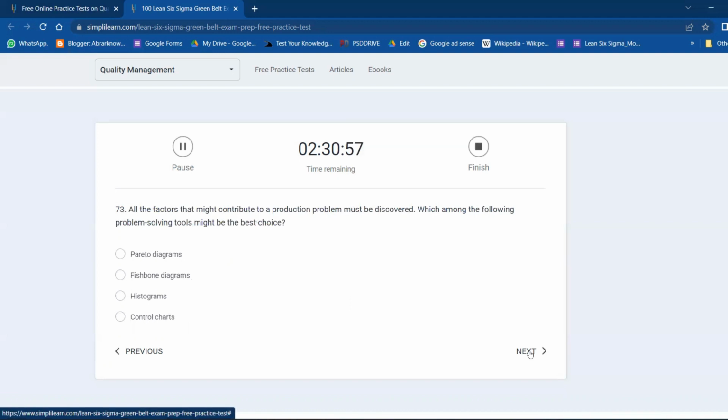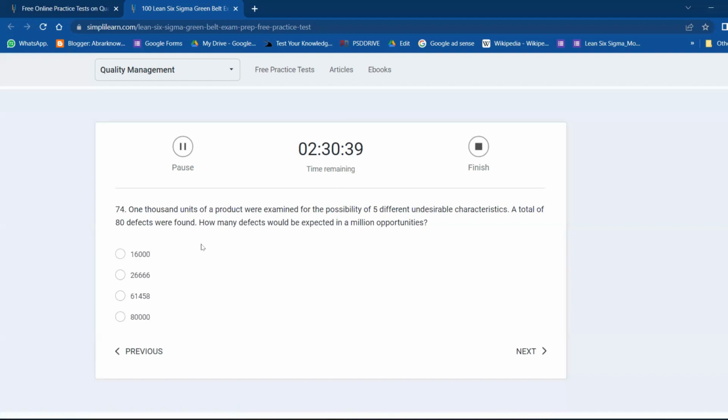73rd one, all the factors that might contribute to a production problem must be discovered. Which among the following problem solving technique might be the best choice? Think about it. It's all about the fishbone diagram, right? This is also a question to solve.